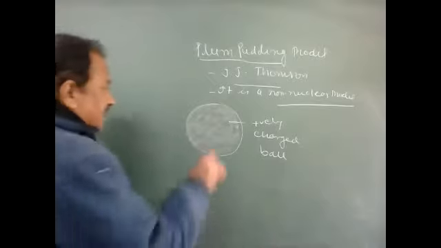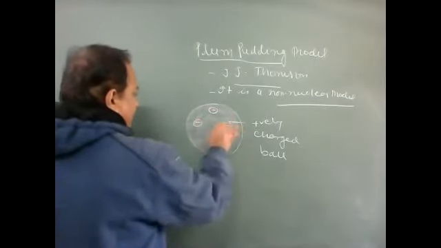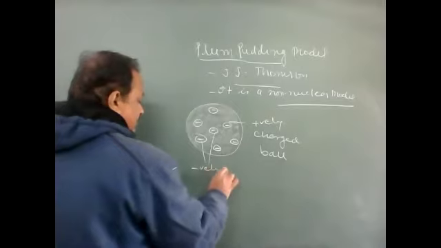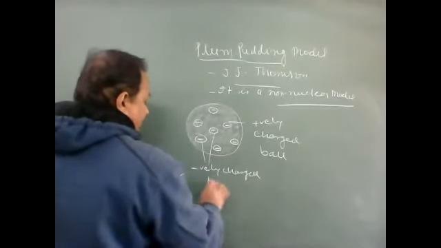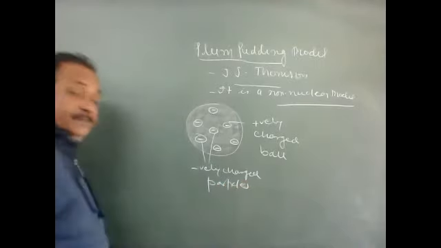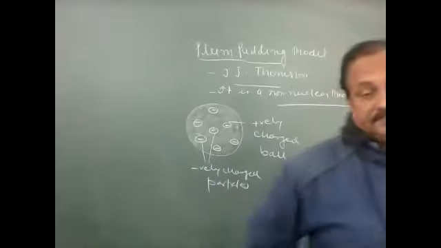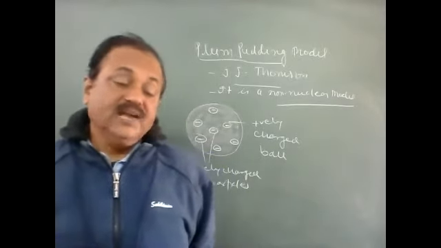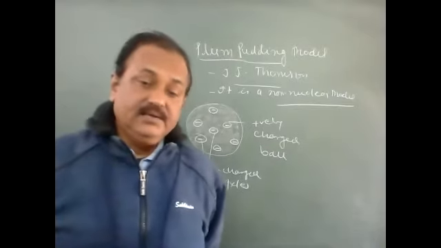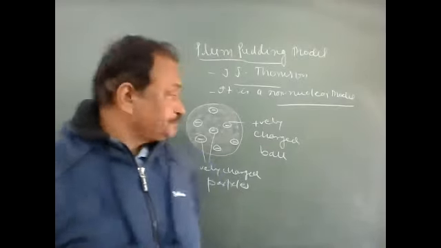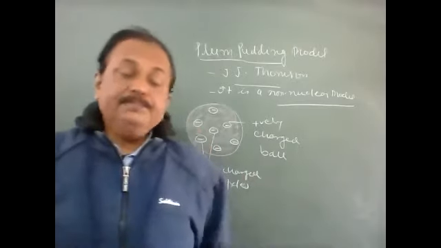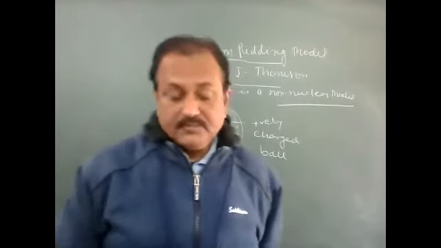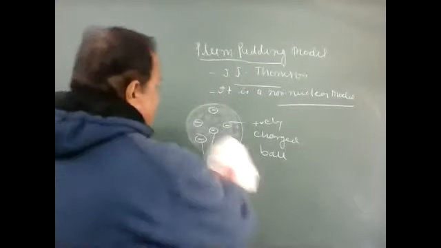The atom is a positively charged sphere, and at some places electrons or negatively charged particles were scattered. This is the simplest approach to the atomic structure. This is Thomson's atomic model or plum pudding atomic model. He said that the atom is a positively charged ball, and at some places negatively charged particles are present.